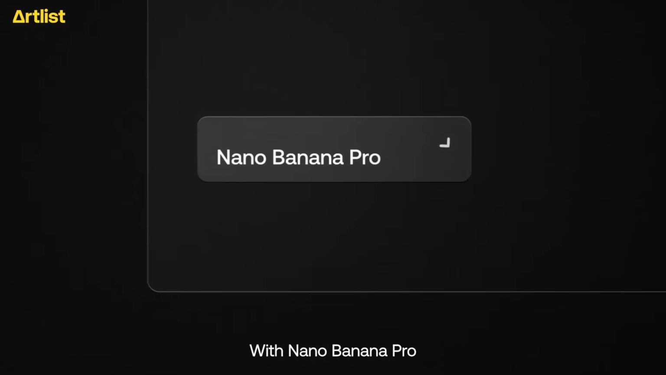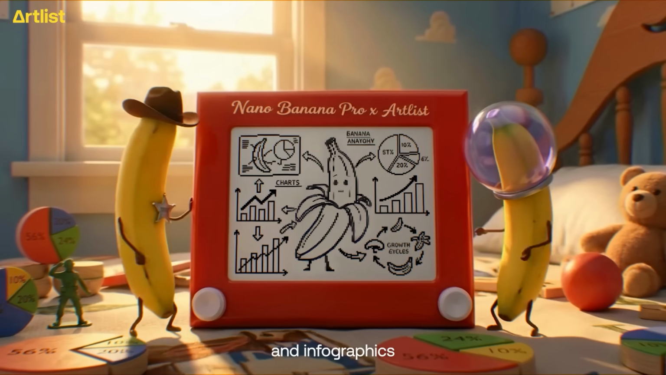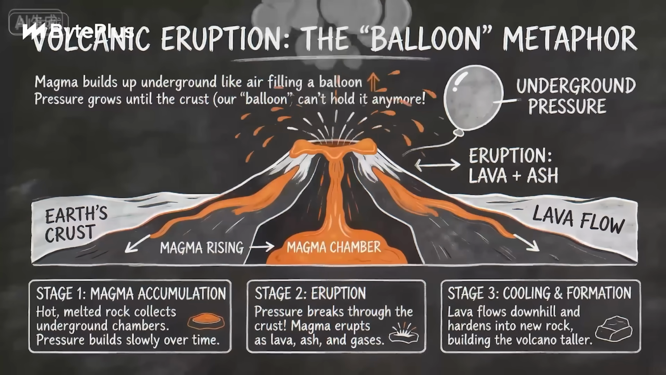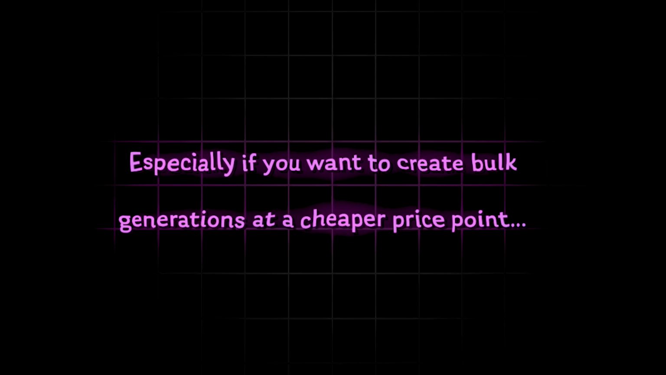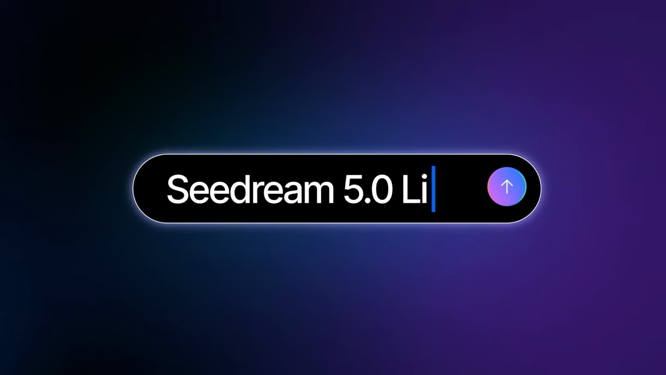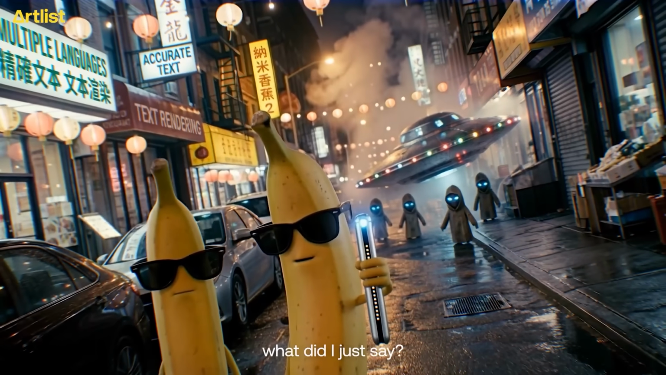Well, I think we learned something today, and that is that Nano Banana Pro might just still be the image generation king. But depending on the type of outputs that you're generating, Seedream 5.0 and Nano Banana 2 might very well be better options, especially if you want to create bulk generations at a cheaper price point. There we have it today. We just showed off Seedream 5.0, Nano Banana 2, and then of course, Nano Banana Pro, all within Artlist.